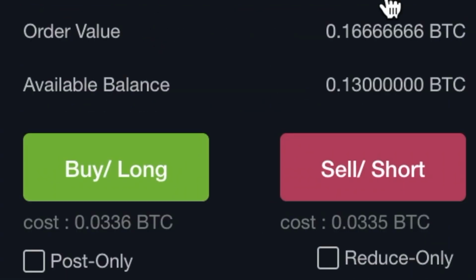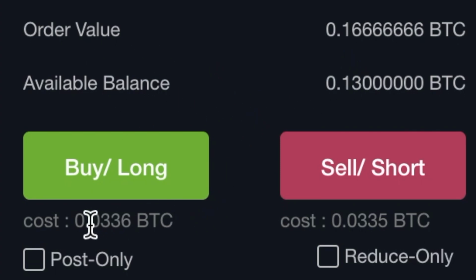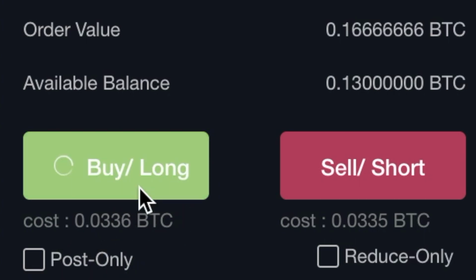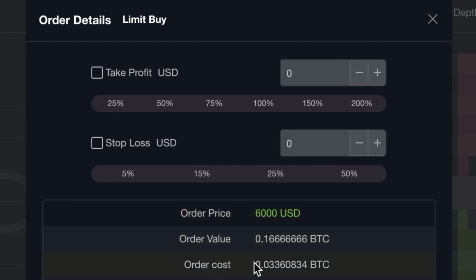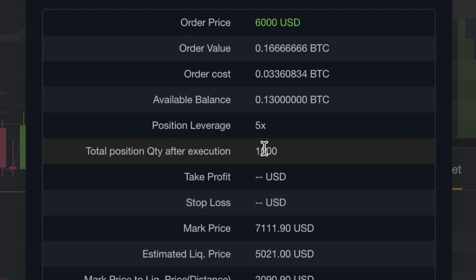And then here we can see the order value, here we can see our available balance, and here we can see the cost of that long position. So that's actually the quantity divided by the leverage, which makes the cost. And here we can click on buy long, and there we can see the order details. Here we can see the order price or order value, the order cost or leverage, but also very important, our liquidation price, which is right now at 5,021.